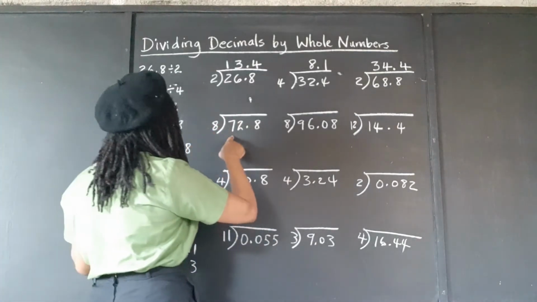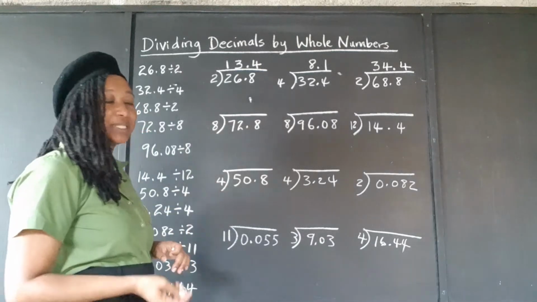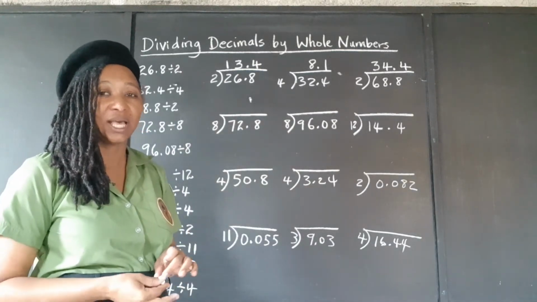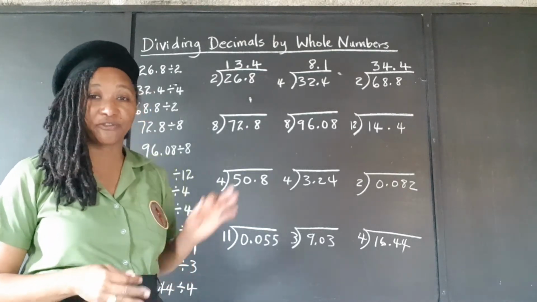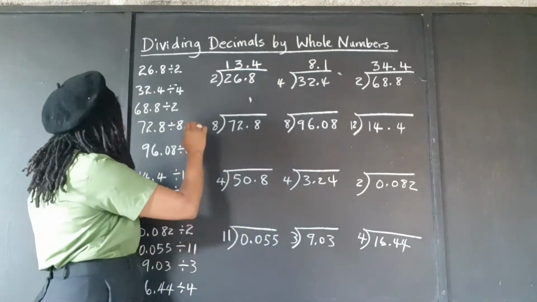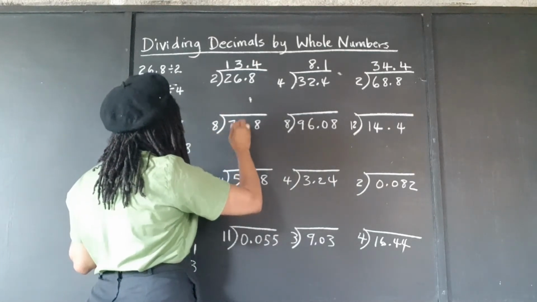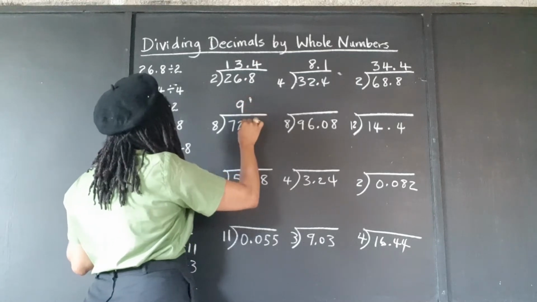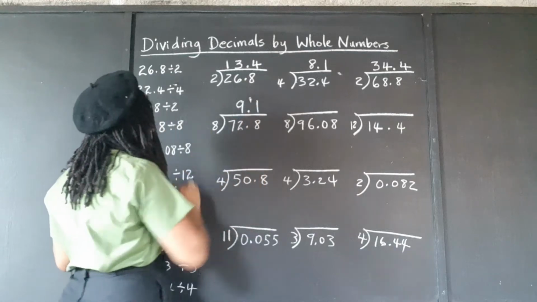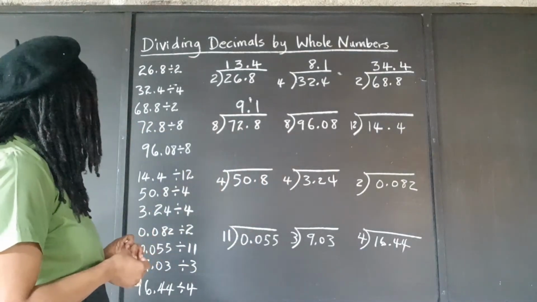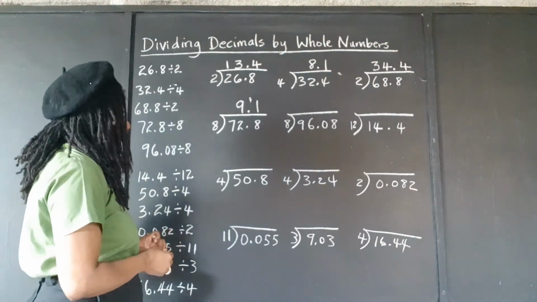8 cannot go into 7, so we don't put anything over the 7, right? You could put a 0 to fill that space. I don't like putting zeros at the front of numbers, so just leave that space. 8 goes into 72 9 times. Put your decimal point. 8 goes into 8 once. So 72.8 divided by 8 gives a quotient of 9.1.